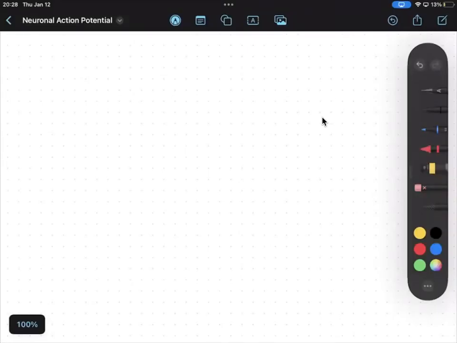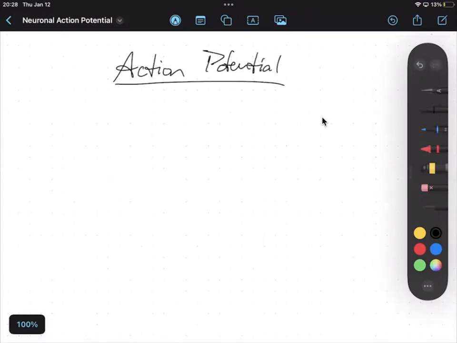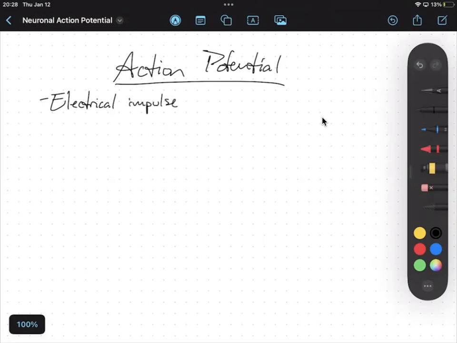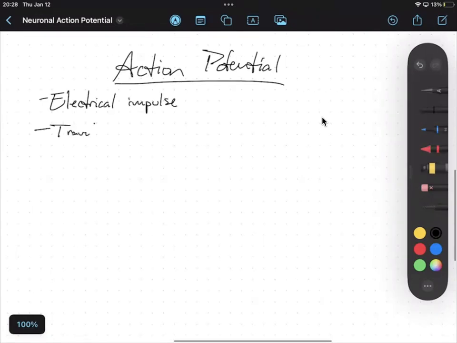All right. So in this lecture, we're going to look at the sequence of events that takes place during the neuronal action potential. All right. So when we're talking about the action potential, and if we go ahead and write this up here, the action potential is essentially just our electrical impulse that is going to be generated and propagated down our neurons. So all it is is an electrical impulse. It's electricity essentially that is going to travel down our neuron.